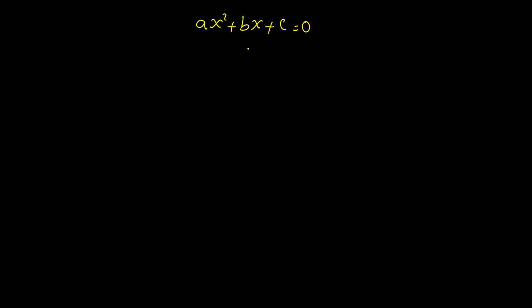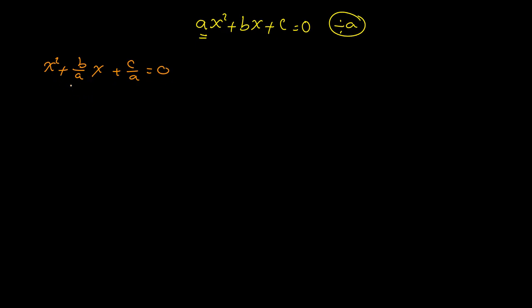So first of all, I need x on the left hand side and another constant on the other hand side. So first of all, I have to divide by the coefficient of x squared, so I have to divide by a. So I'm going to have, let's change my color. So now I have x squared plus b over a x plus c over a, and for sure 0 over a is still 0.